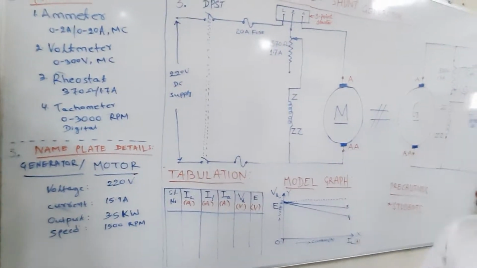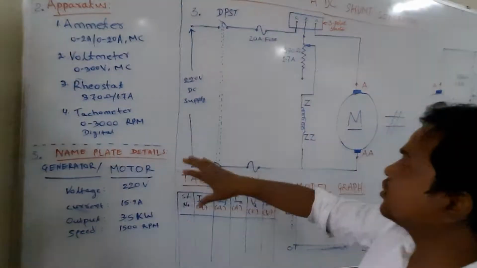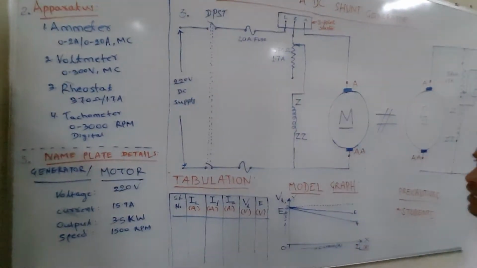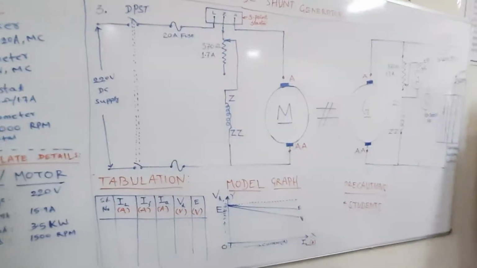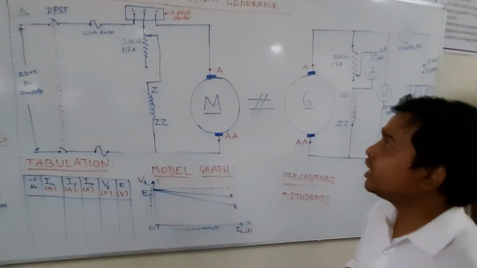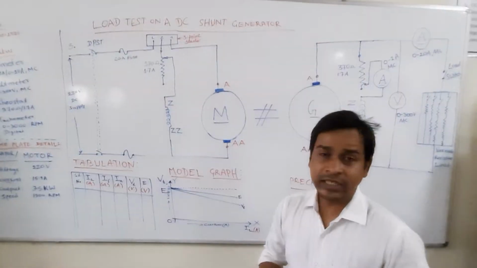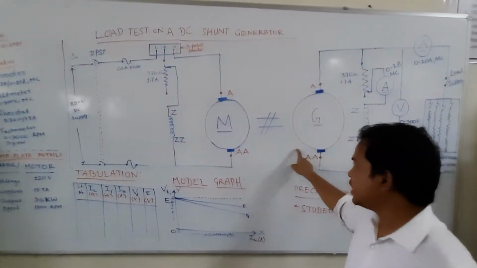Okay. Once you know this, next we will see this circuit: how it is connected and why it is connected like this. First, what is the name of the experiment? Load test on a DC shunt generator. This is my generator. This is my motor.